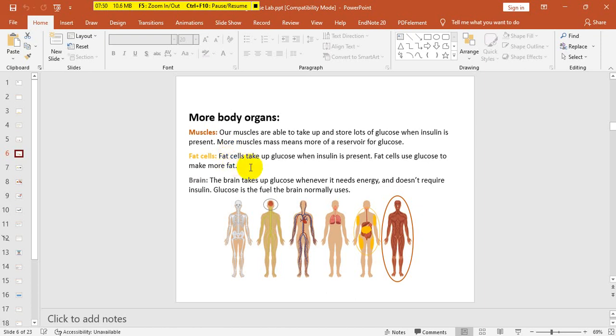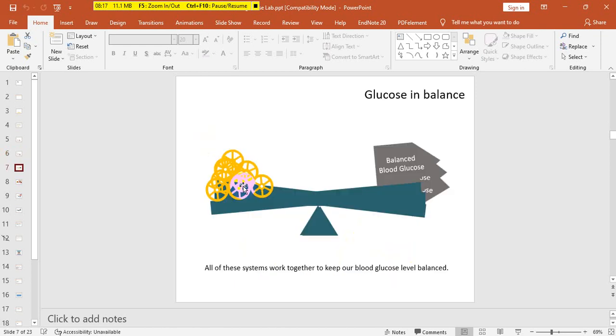Fat cells take up glucose when insulin is present. Fat cells use glucose to make more fat. The brain takes up glucose whenever it needs energy and doesn't require insulin. So the brain does not require insulin to take up glucose. Glucose is the fuel the brain normally uses.